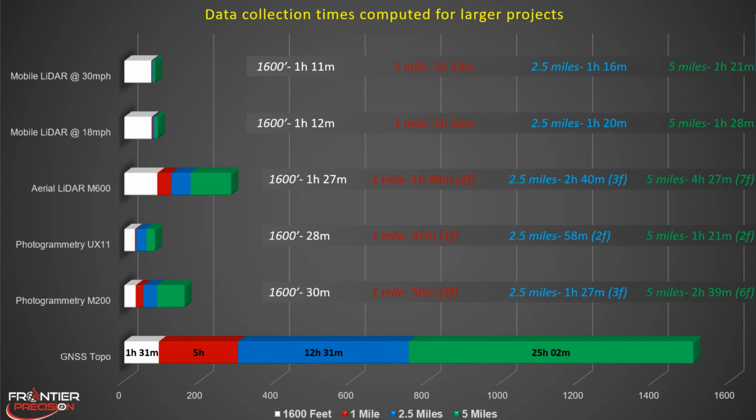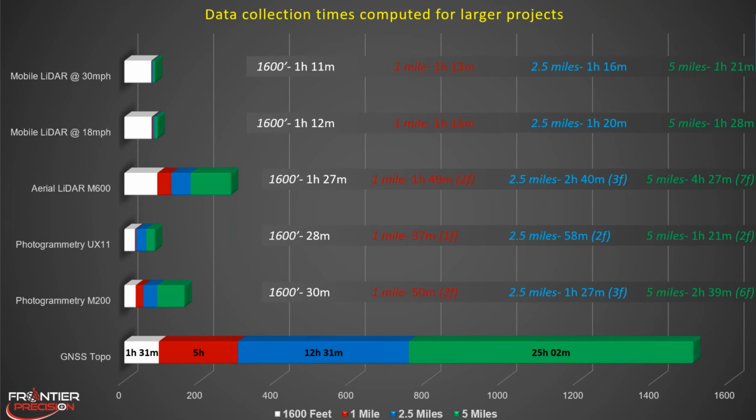The information in blue is the time to do 2.5 miles, and the information in green is the time to do 5 miles. We had to think of each thing individually to determine what that time would be. So to start with the GNSS down on the bottom, that was pretty easy. We know it took us an hour and 31 minutes to collect this data by hand.